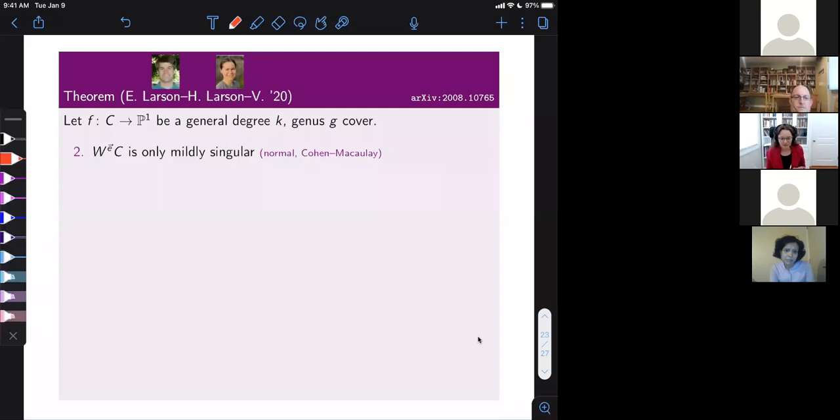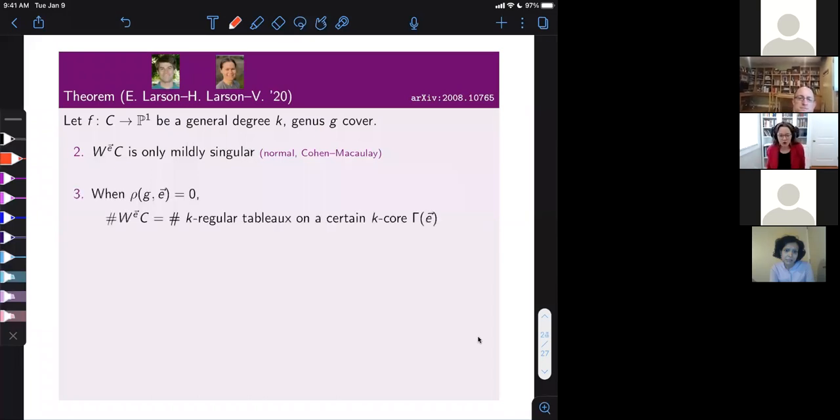So f from C to P^1 is a general degree k genus g cover, again. So first we can say a little more about the local structure. It's only mildly singular, it's normal, and it's Cohen-Macaulay. And in this case, the normality and this Cohen-Macaulayness don't just follow for stupid reasons from the fact that the singularities can only occur along specializations, because there are codimension 1 specializations. So you really do have to show it can't be singular along the codimension 1 ones. And furthermore, it's not a degeneracy locus occurring in the correct dimension. So the Cohen-Macaulayness has to be proven also.